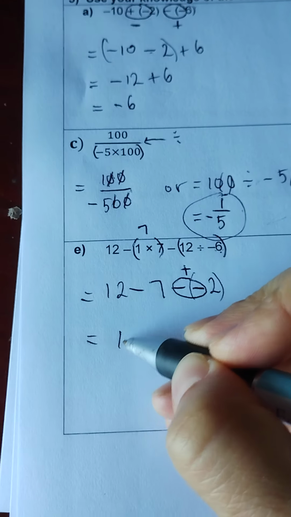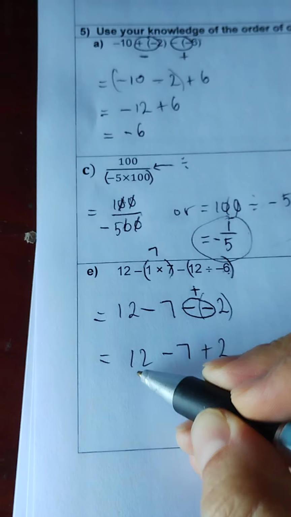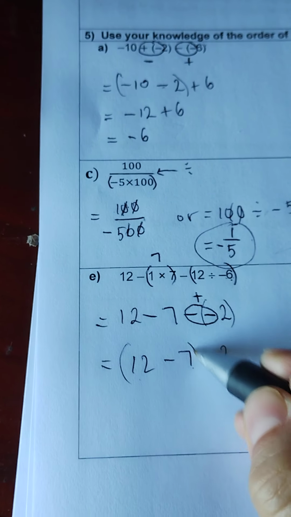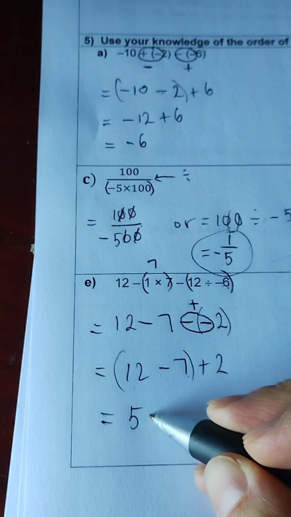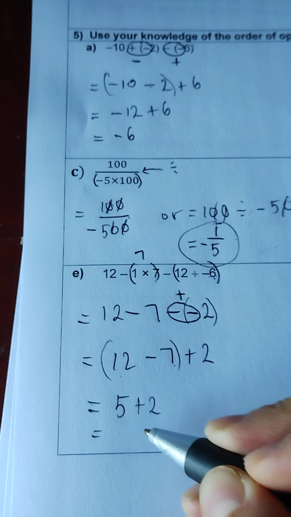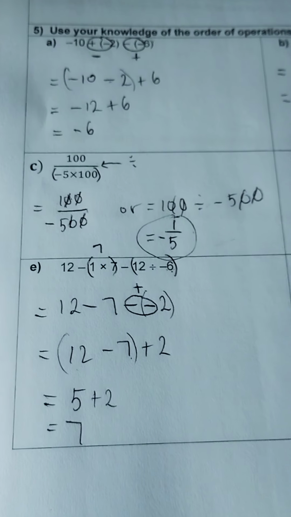So I'm now left with 12 take away 7 plus 2. And now work from left to right. 12 take away 7 will be my next step. So 12 take away 7 is 5. And then plus 2, I end up with a positive 7. Okay? So don't rush that one because that one was a little bit tricky.